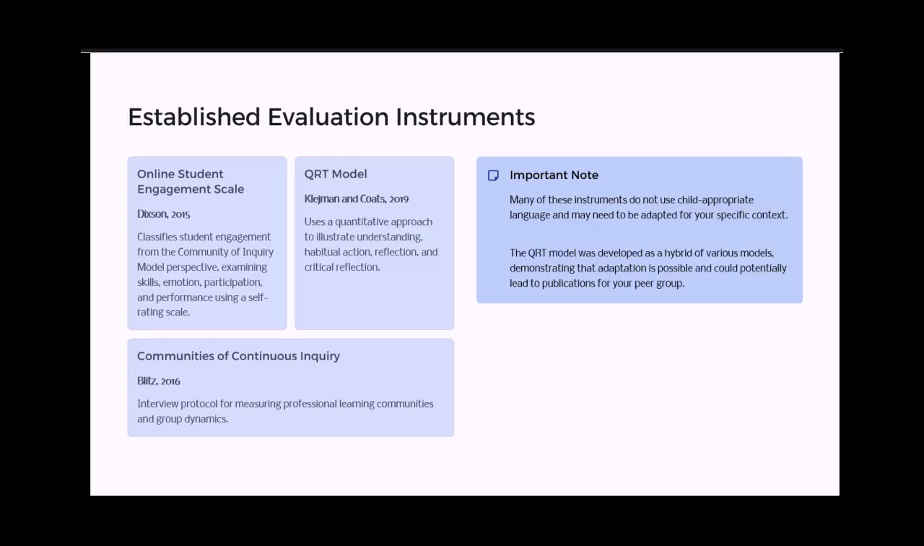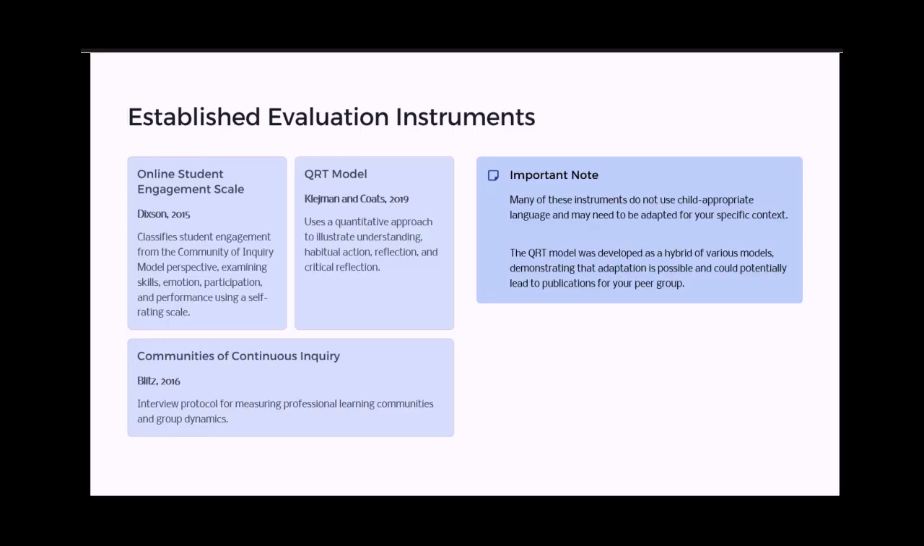So, for example, there's an online student engagement scale, and although this is for online students, maybe you might be able to adapt some elements of this. So, they look at the skills students acquire, they look at emotional participation and engagement, they look at behavioural participation and performance using a self-rating scale. So that might be something that you might use when you're looking at student engagement. Or you might decide to maybe take elements of it or adapt it.